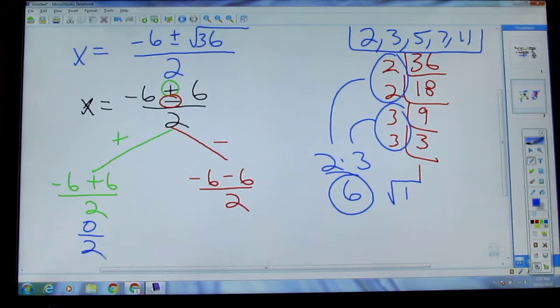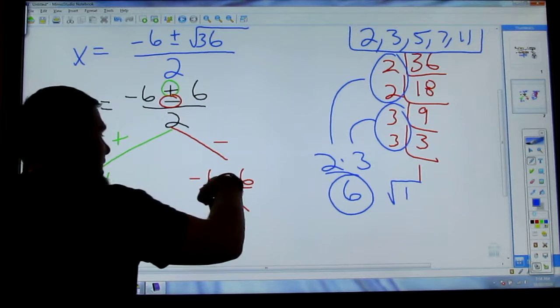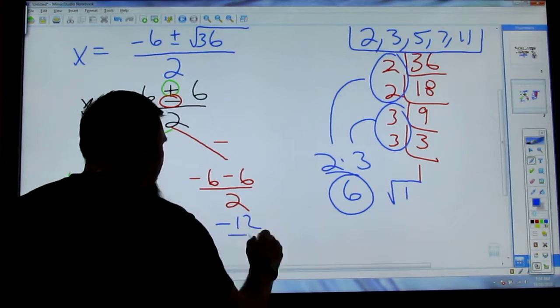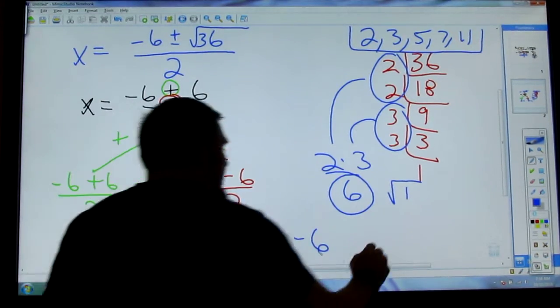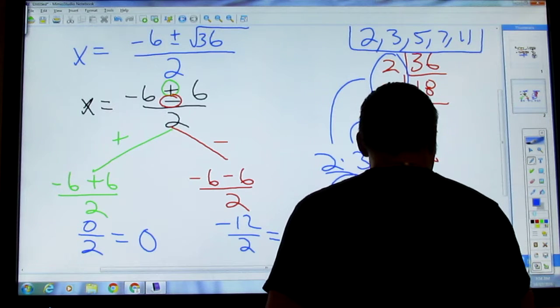Because this is where students get confused. Remember, 0 on top is okay. 0 on the bottom, not okay. Right? We can't have a 0 in the bottom. But we can have a 0 on the top. It just equals 0. This guy is negative 6 minus 6, minus 12 over 2, which is equal to negative 6. So x is equal to 0, negative 6.